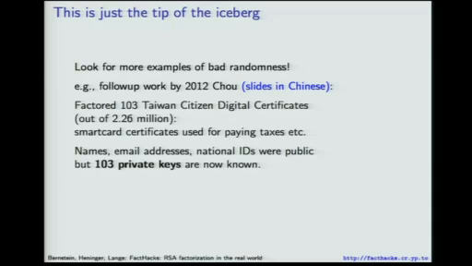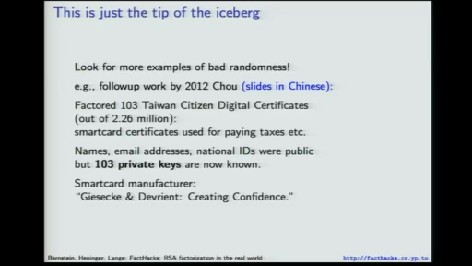So 103 people out there have these Taiwan citizen digital certificates where you're supposed to have in this database things like the names of the people and their ID numbers, but you aren't supposed to have their secret keys. The whole point is those are supposed to be private, kept on smart cards that are issued to the citizens in Taiwan. And the randomness generation is so bad that 103 of those keys have now been factored. Okay, the smart card manufacturer, I also like this quote. It's a company based in Munich called Giesecke and Devrient, and their motto is "creating confidence." So there's going to be more of that, don't worry.